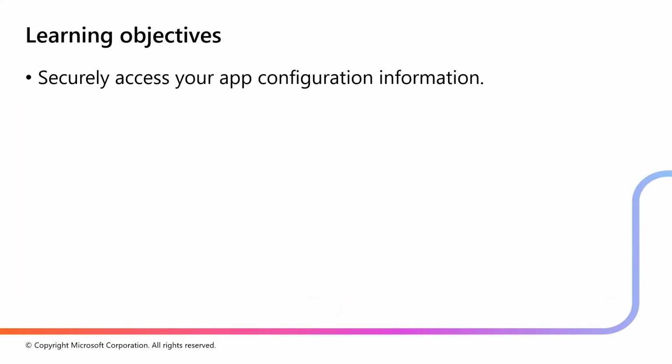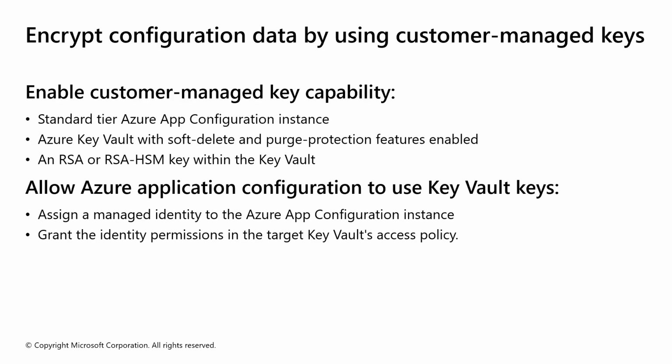We will look at how you can securely access your app configuration information. Azure App Configuration uses a 256-bit AES encryption key from Microsoft to secure sensitive information at rest. Each app configuration instance has its own encryption key that the service uses to encrypt sensitive information. Sensitive information includes the values in key value pairs.